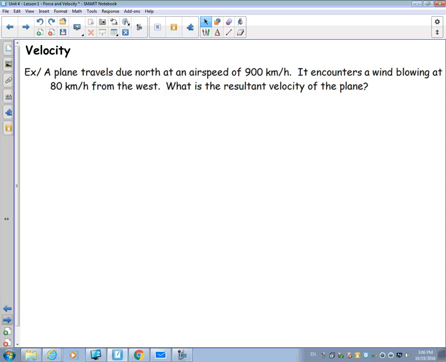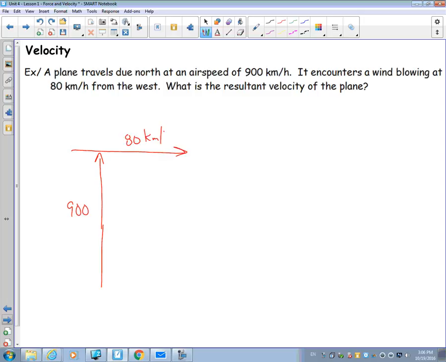We got a plane traveling due north, airspeed of 900 kilometers an hour. It encounters a wind from the west, which means it's blowing towards the east. And obviously that's way bigger than scale, but 80 kilometers an hour from the west. I want to know the resultant velocity of the plane. So my plane was blown off track. It ended up here. Okay, so it's going northeast at a certain speed.